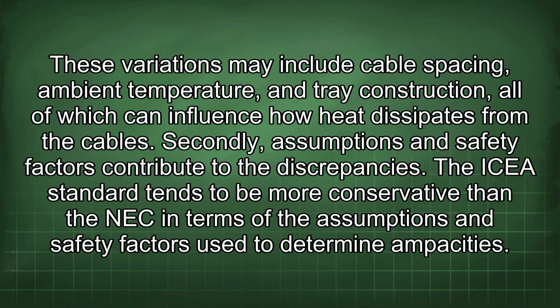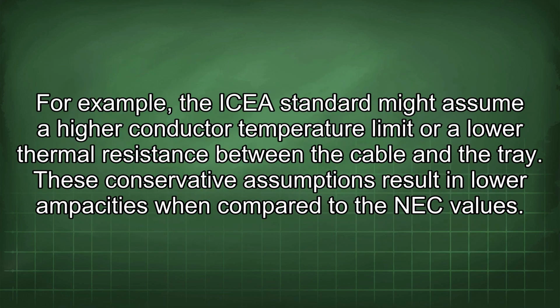These variations may include cable spacing, ambient temperature, and tray construction, all of which can influence how heat dissipates from the cables. Secondly, assumptions and safety factors contribute to the discrepancies. The ICEA standard tends to be more conservative than the NEC in terms of the assumptions and safety factors used to determine ampacities. For example, the ICEA standard might assume a higher conductor temperature limit or a lower thermal resistance between the cable and the tray. These conservative assumptions result in lower ampacities when compared to the NEC values.